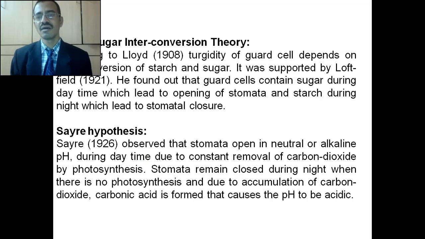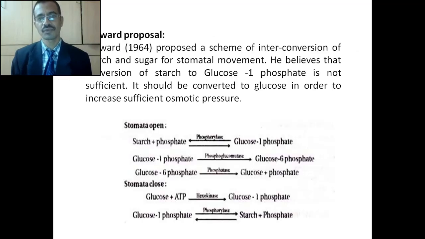That means in the presence of the alkaline pH, stomata are open, and in the presence of the acidic pH, stomata are closed. And Stewart's proposal: Stewart proposed the scheme of interconversion of starch and sugar for the stomatal movement. He believes that conversion of starch to glucose 1-phosphate is not sufficient and it should be converted to glucose in order to increase the osmotic pressure sufficiently.